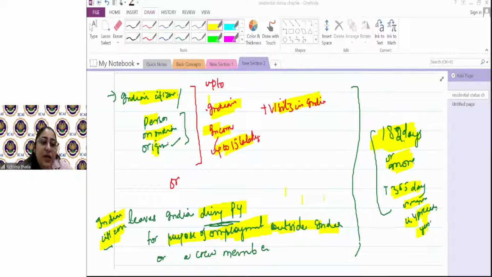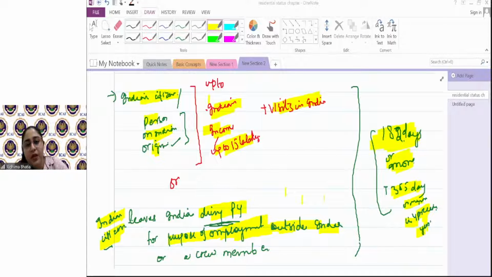If someone goes abroad for 2 days or 3 days, Kuldeep, you will consider him abroad only. Only physical stay in India would be counted. A person earning Indian income up to 15 lakh. No, no, no, Gunjan, person of Indian origin has nothing to do with income. A person of Indian origin, simple, is a person whose parents or grandparents were born in undivided India. It has nothing to do with income.